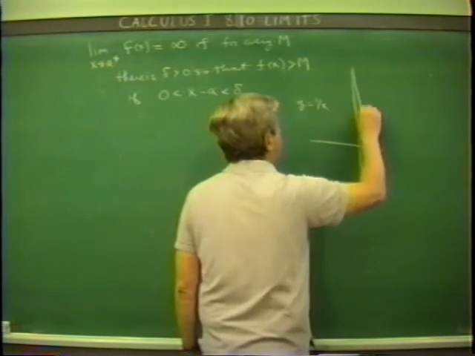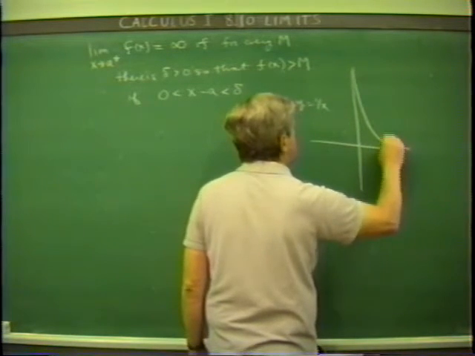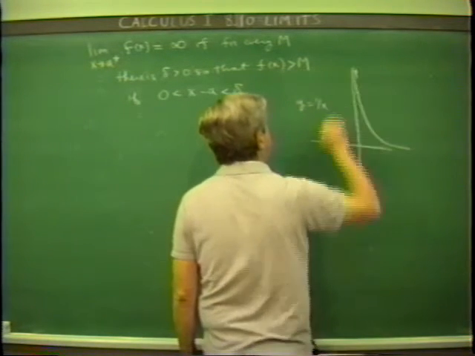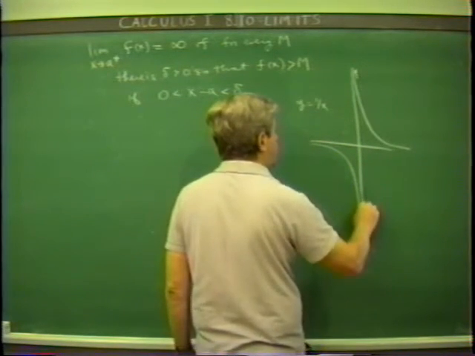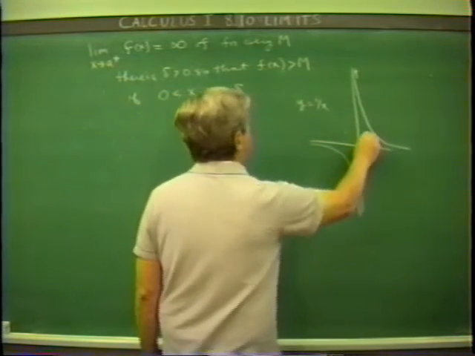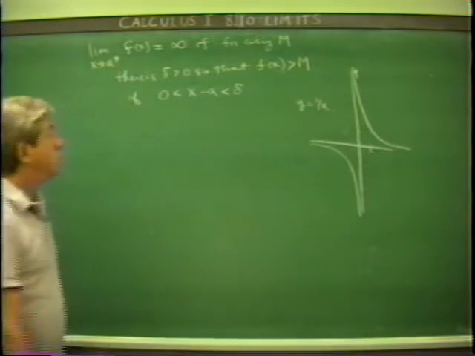An example of such a function, fairly simple, is y equals 1 over x. At 0, the graph of this function looks like this. The limit is plus infinity on the right. The rest of the graph looks something like this.